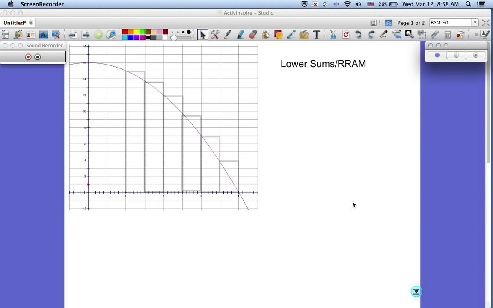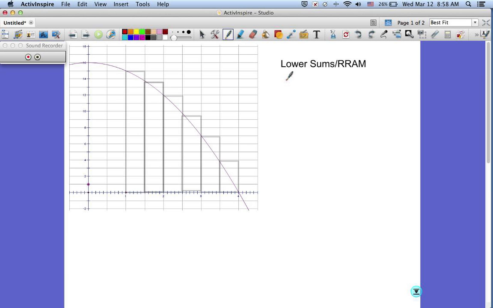Welcome back. During this video, we're going to look at the right rectangle area model, which will actually give us lower sums this time around. So I have my exact same graph from last time. If you remember, that was the function 16 minus x squared. We're going to look again from 1 to 3, and we're going to look for lower sums. And in order to do lower sums, we're going to have to use a right rectangle area model.